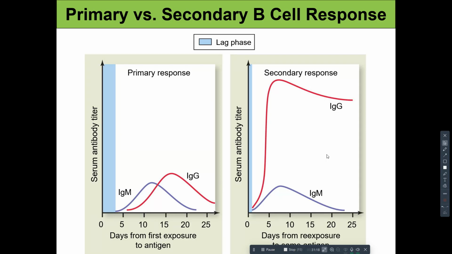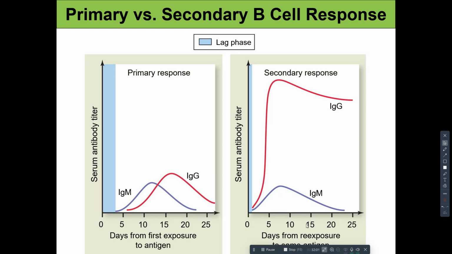Now let's compare that to our secondary response. First of all, look how much shorter the lag phase is before antibody levels start to go up. The lag phase is far reduced because we've got memory cells. And memory cells do everything better, faster, and stronger. And then by about day 4, our antibody levels are so high. And then they stay high. They don't go down quickly like they did in the primary response. They stay high for a while.